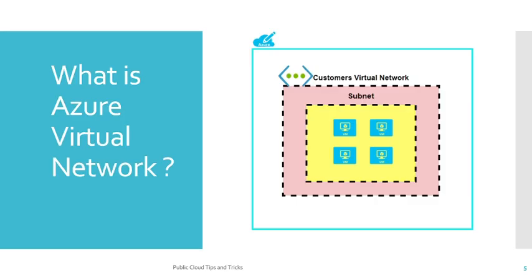Before that, let's try to understand what a virtual network is. A virtual network is the fundamental building block for your private network in Azure. It is very similar to a traditional network that you would operate in your own data center. That means it is completely restricted to your private organization. That's why we call it a virtual network in Azure.